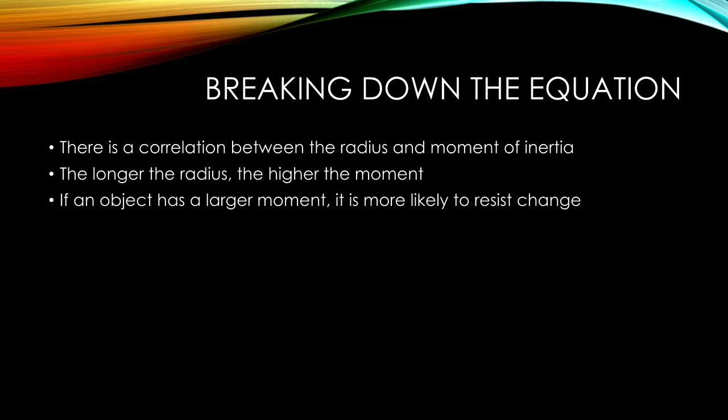So getting back to the physics of it, there's a correlation between the radius and the moment of inertia. And the longer the radius, the higher the moment of inertia is going to be. So essentially, if an object has a larger moment, it's more likely to resist change. Essentially what that means, in this scenario, is increasing the arm length on the axis of rotation, like we did with Austen's arm, means that it's harder to move the bag. And that's why you saw him struggle a little bit more when we moved the axis of rotation from his forearm to his shoulder.